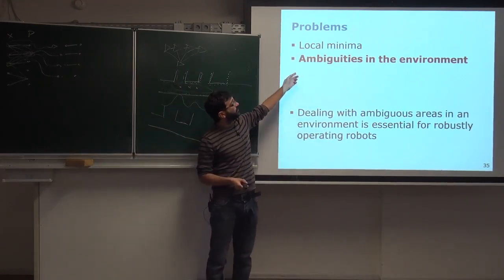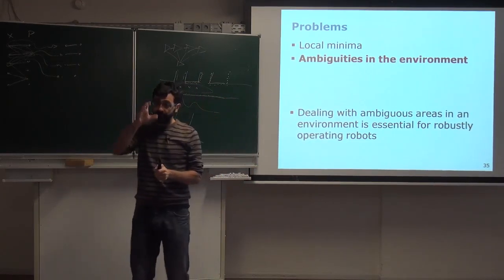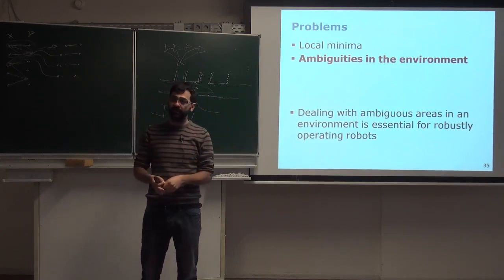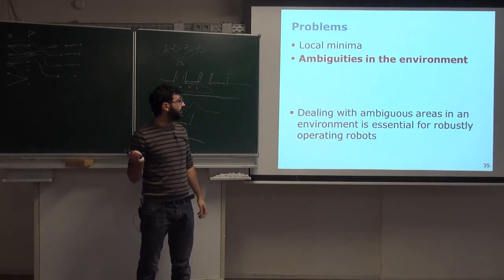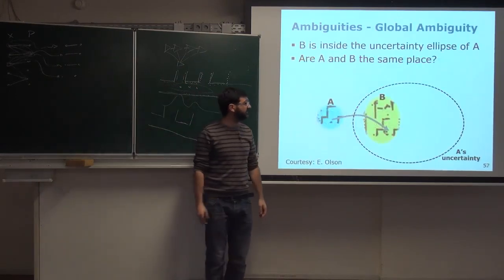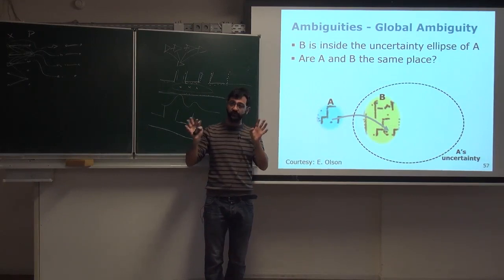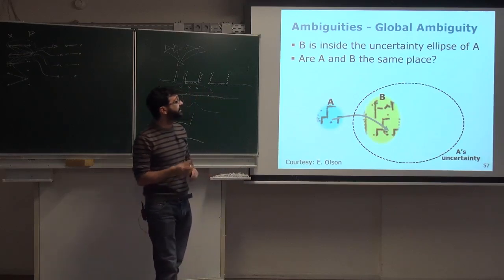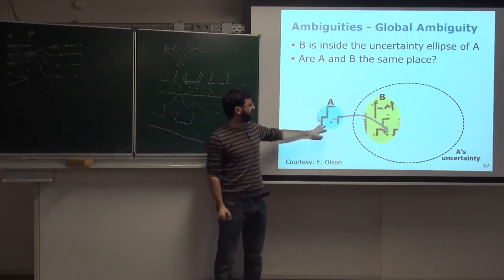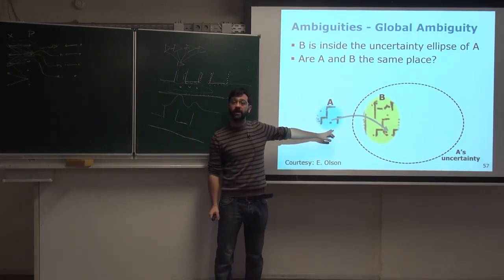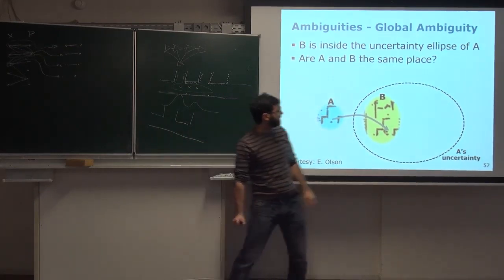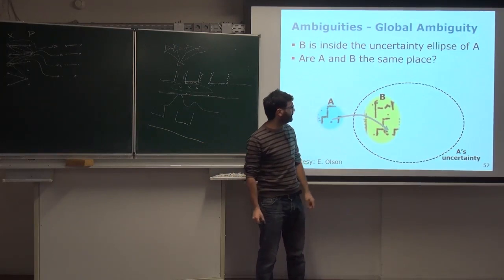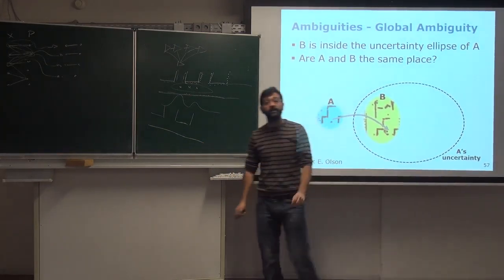The ambiguities in the environment we can actually handle outside of the matching part, and that's what I was telling you over and over. We'll see it now. We can think of ambiguity from two points of view: we can have a global ambiguity, and we can have a local ambiguity. As a global ambiguity, imagine this case. We have A, which is what the robot is looking at right now, seeing this from its point of view. Then we have B, which is one possible place that was visited in the past, that looks like this. And then we have an uncertainty of A, which is that big.